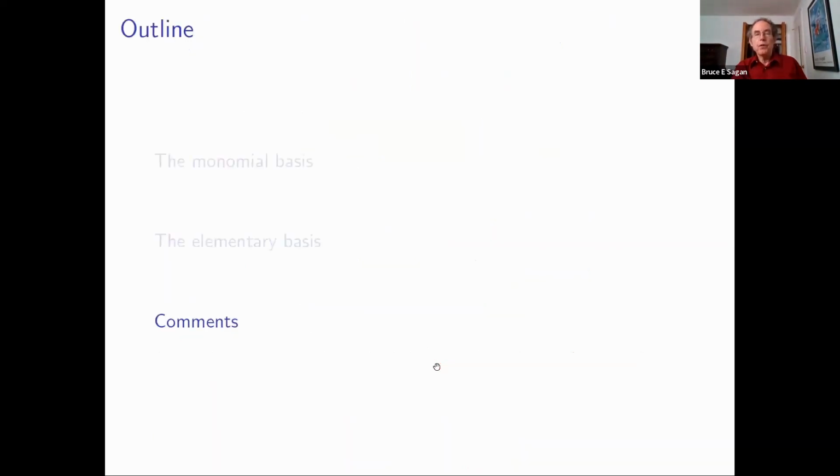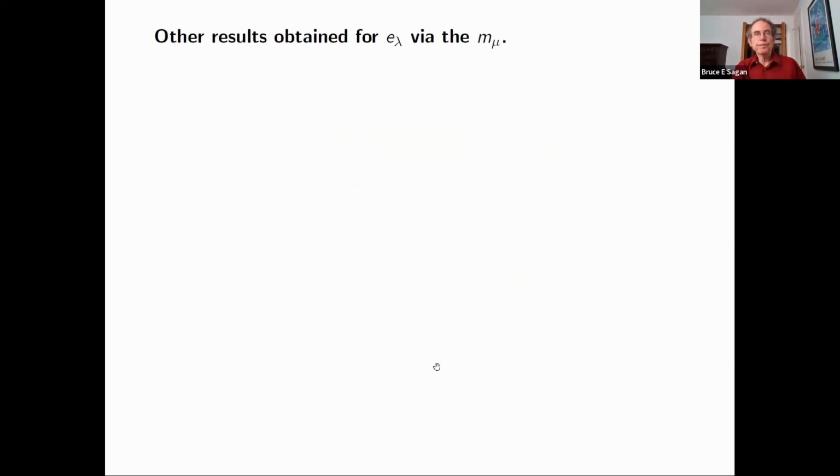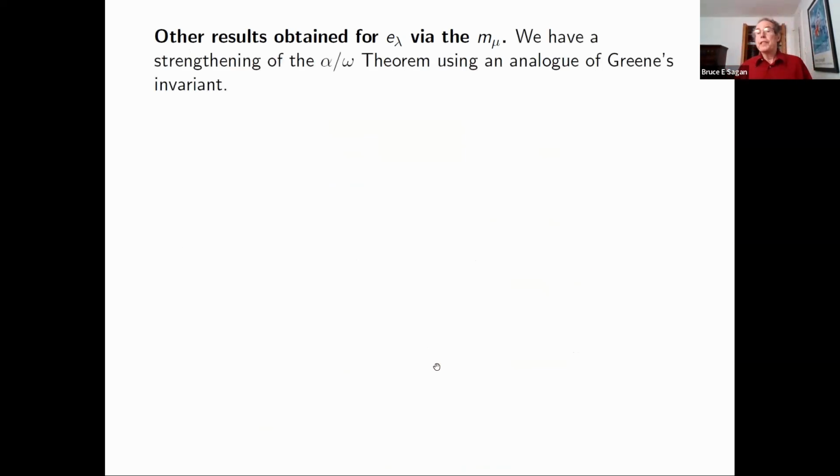Okay, so comments to end. There are a bunch of other results. I don't have time to tell you all of them, but let me just mention a few of the others that you can get using this technique. First of all, we have a strengthening of the alpha omega theorem using basically what people today call a Greene's invariant. Those of you not familiar with Greene's invariant, rather than just looking at the length of the first row or the length of the first column, you look at the sum of the lengths of the first k rows or the sum of the lengths of the first k columns. And you can say something in that case about independent sets and cliques.